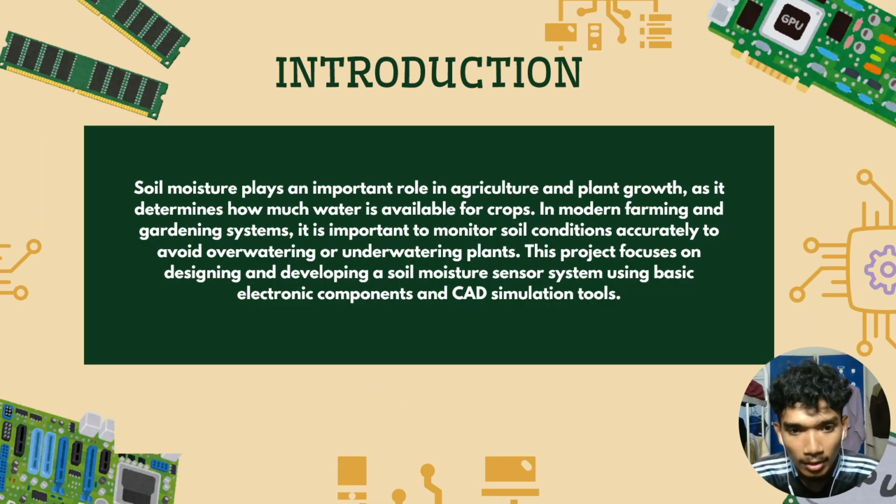So, introduction. Soil moisture plays an important role in agriculture and plant growth, as it determines how much water is available for crops. In modern farming and gardening systems, it is important to monitor soil condition accurately to avoid overwatering or underwatering plants. The project focused on designing and developing a soil moisture sensor system using basic electronic components and CAD simulation tools.